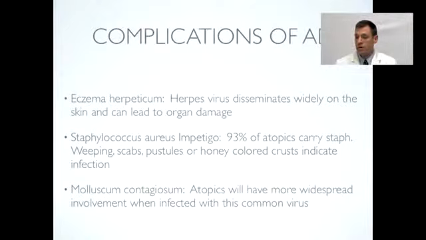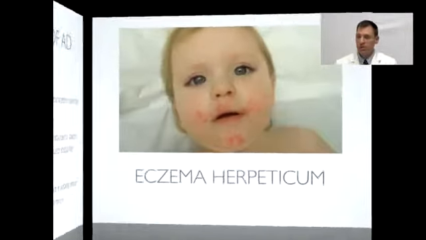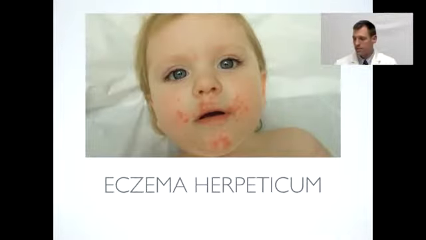Most children with eczema carry staphylococcus. In fact, about 93% of atopics carry the staph bacteria, and anytime we're seeing a flare of the disease, that can indicate an overgrowth of the staph bacteria. And if we see weeping of the skin, scabs or pustules or honey-colored crust, that often requires oral antibiotics. Molluscum contagiosum is often worse in our atopics. So let's take a look.